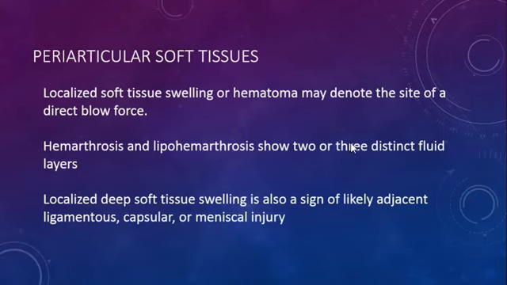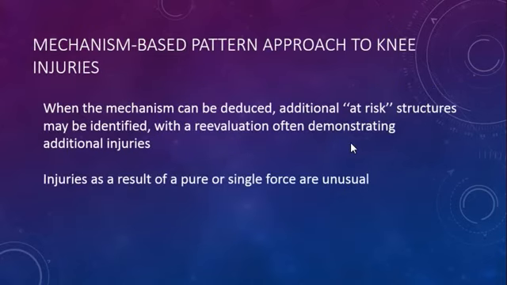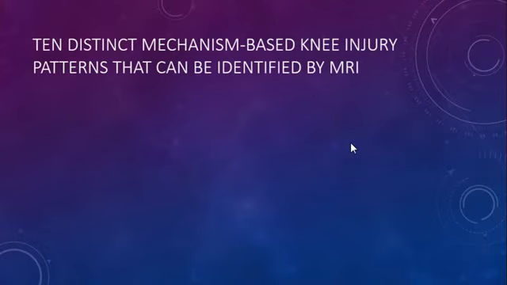Now I want to discuss a pattern of approach to the knee injuries that depends on the mechanism of the injury. The mechanism-based pattern approach to knee injuries. When we know the mechanism that caused the knee injury, we can identify additional at-risk structures, which might be missed if we don't have the mechanism of the injury. Injuries that occur as a result of a pure or single force are unusual. There are 10 distinct mechanisms in which the knee joint can be injured. Luckily for us, only one of them is common, and the other 9 mechanisms are either uncommon or rare. We will start with the first mechanism, that is pure hyperextension.